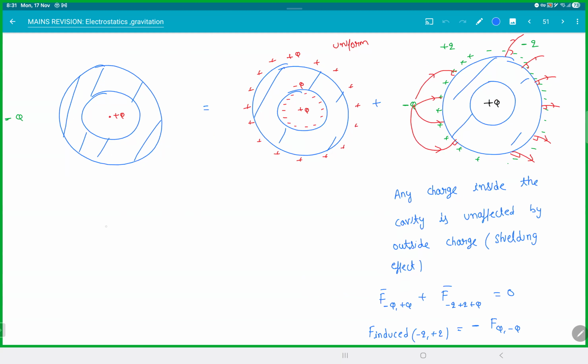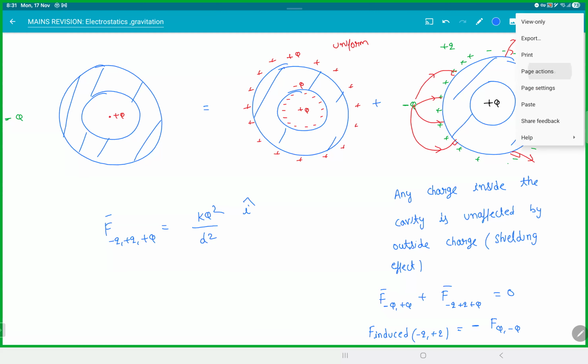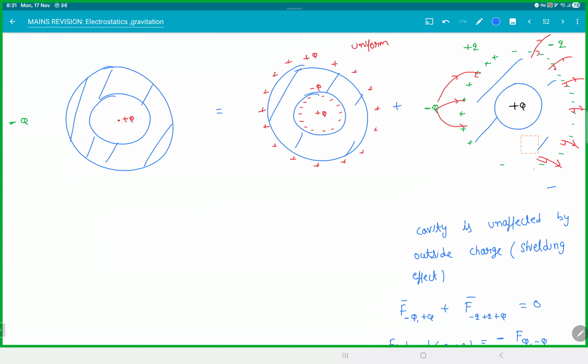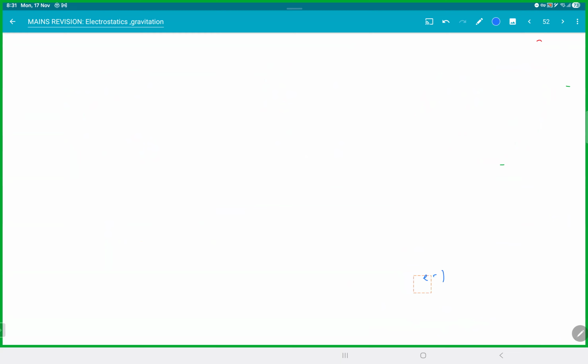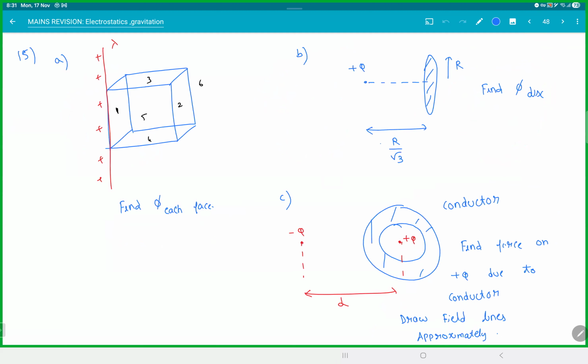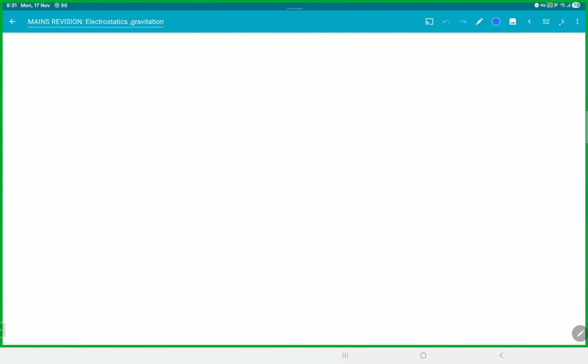Now what was the question? The force due to minus q and plus q on plus q will be minus of this, that will be attracting. So kq square by d square I cap. That is the force between the induced charges on this. Great. So what was the question? Find the force due to the conductor on plus Q. Now, when you say conductor, understand there are multiple charge distributions.